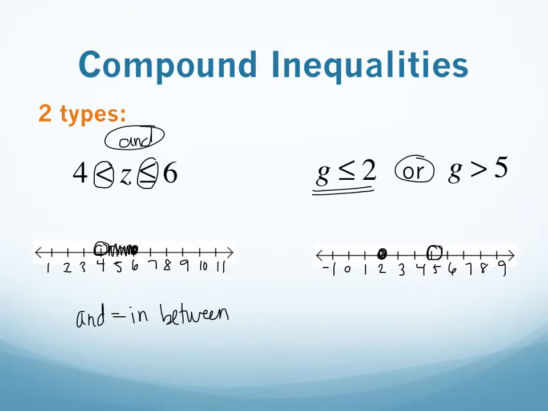Now this is saying G is less than or equal to 2. Less than, that's to the left. So that's this. Over here, I have G is greater than 5. Greater, so it's all this stuff. So this shows you that or is the outside shading.